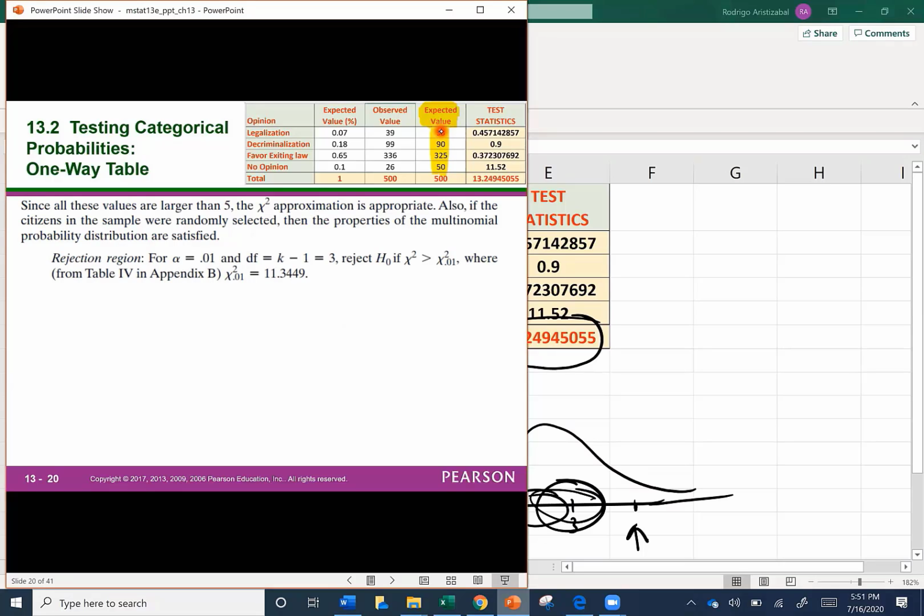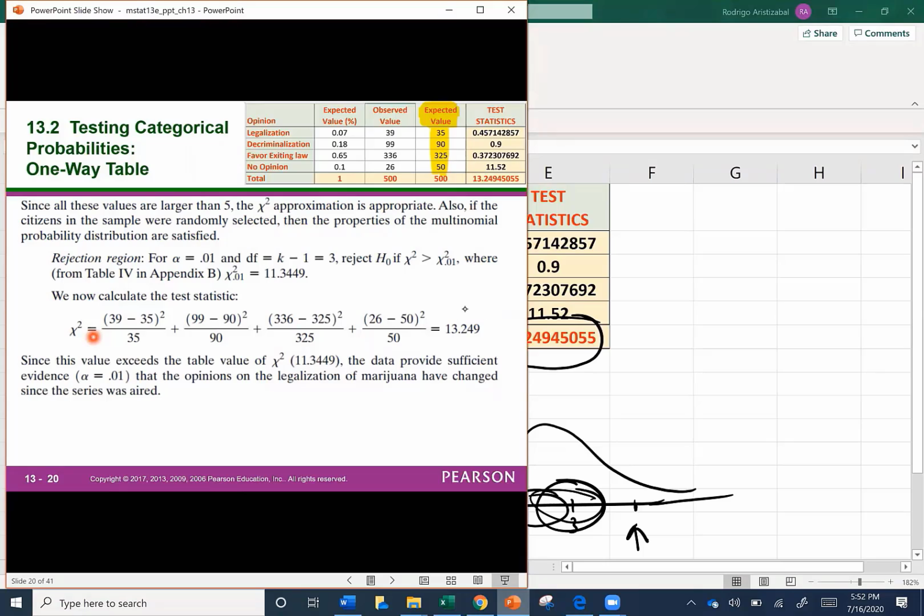Then my rejection region is this one. If I get a value bigger than 11.34, that is an indication that my observed value falls far away from my expectation. We now calculate the test statistic. We did it already, but you need to show your work in this way. That is your work. You can use the result in Excel. That is the Excel result. You can copy all of these values, but you need to write the formula, plug all of these numbers into the formula, and you can write the answers.